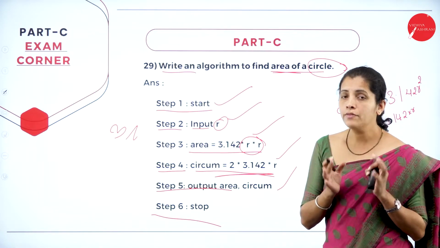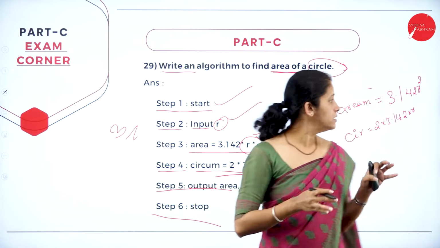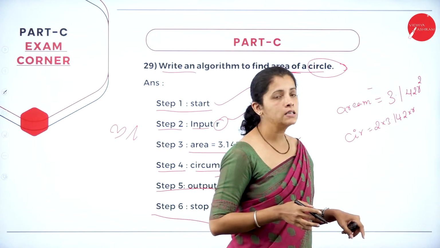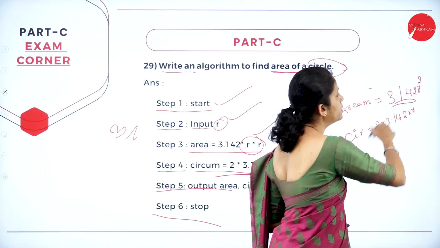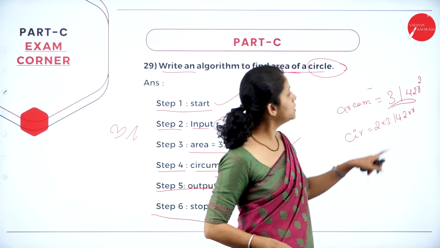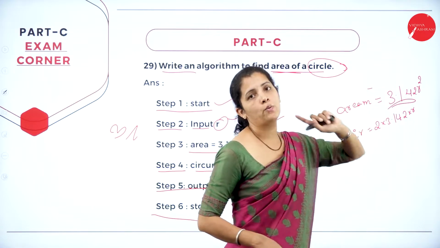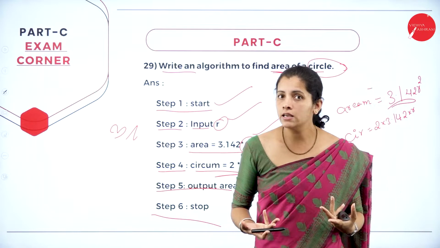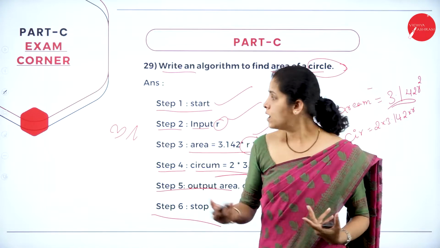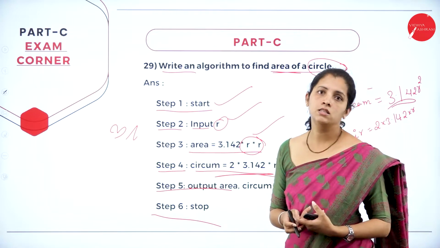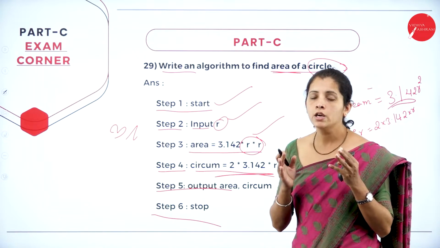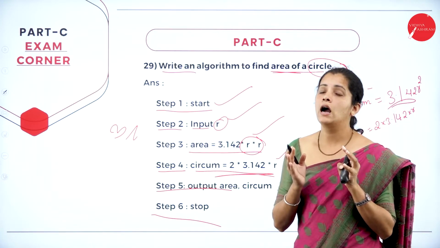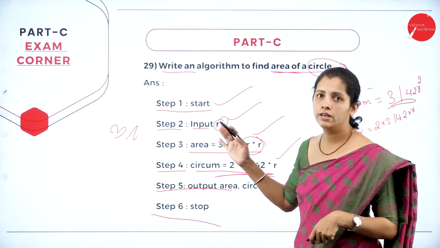First, write the formula. Now, after writing the formula, see here. 3.14, this is the fixed value. But what do I require here? I require only the radius. How am I going to get the radius? From the keyboard. So I want to read the radius. This is the way you want to think, understand, and write the algorithm.